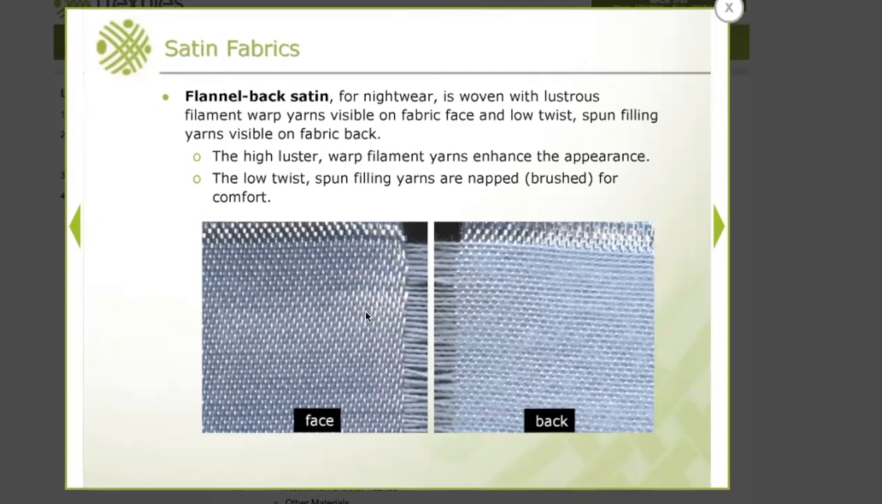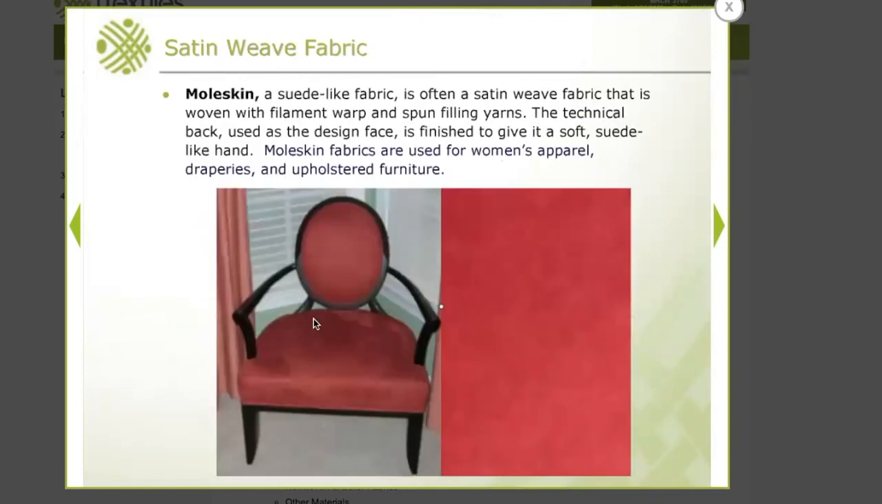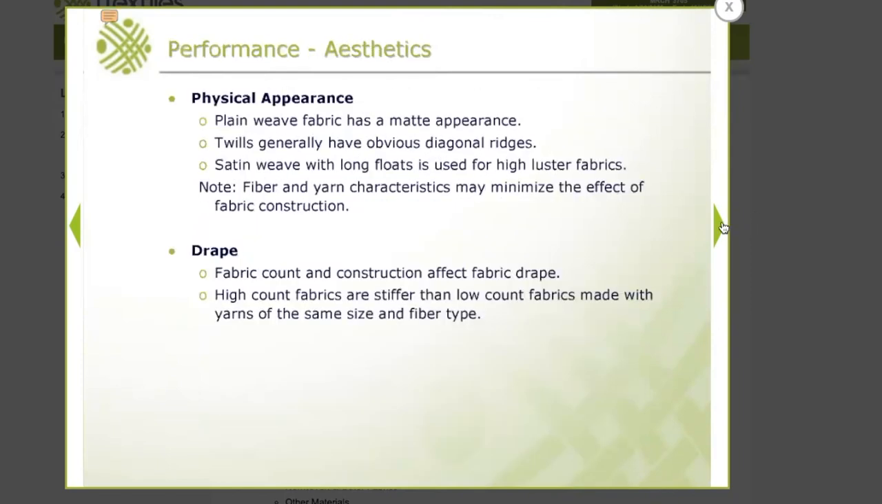This is a flannel back satin. One side is going to have more luster than the other side because this side uses filaments, this side uses spun yarns. This is a satin weave fabric here.